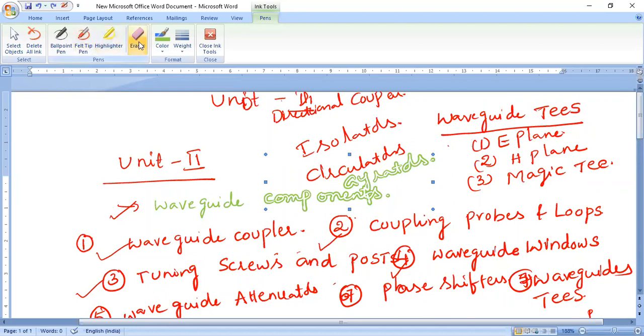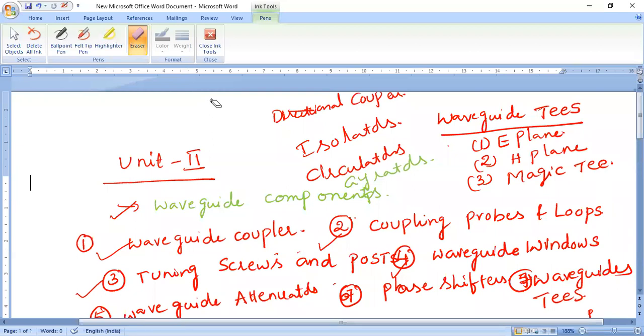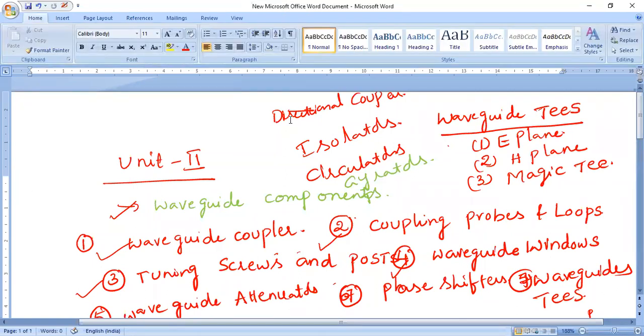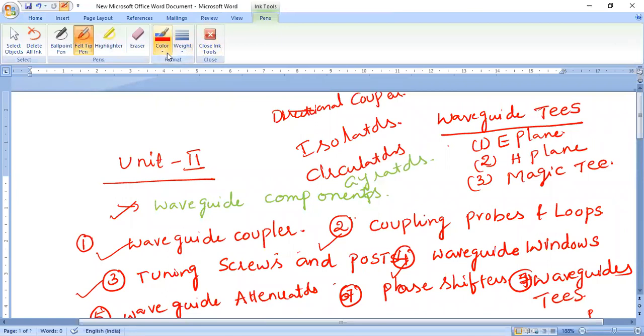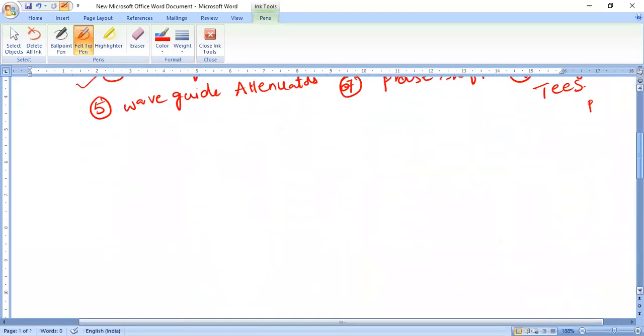So these are the things we are going to discuss in Unit 2. Now you got an idea what Unit 2 is. Unit 2 is about various waveguide components. We will see one by one what the various waveguide components are. First thing, is it clear to all of you, what we are going to discuss in this unit? Clear, ma'am.